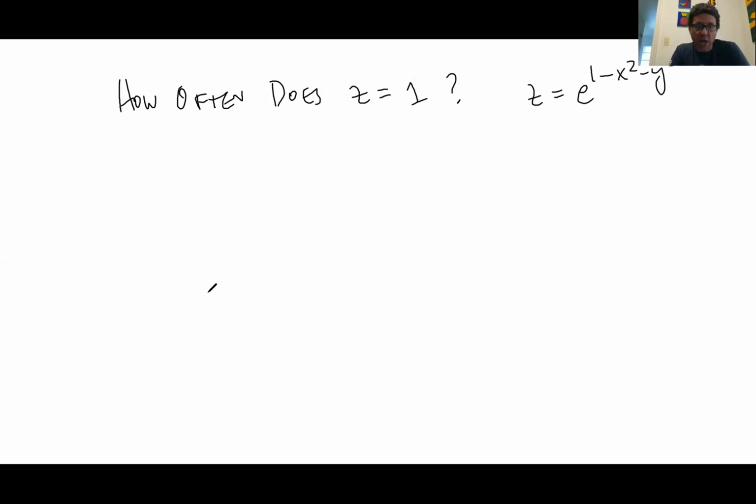So if you look at a plot and you did an elevation plot and you looked at elevation 1 unit up, what does the object look like at that 1 unit? Let's just set them equal to each other and see what kind of x and y we get out of this. So if we set them equal, we'll have 1 equals e to the 1 minus x squared minus y squared.